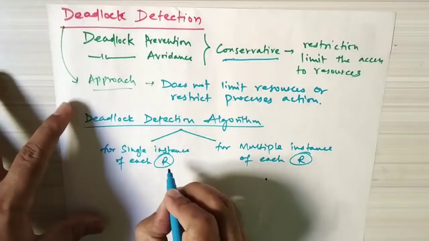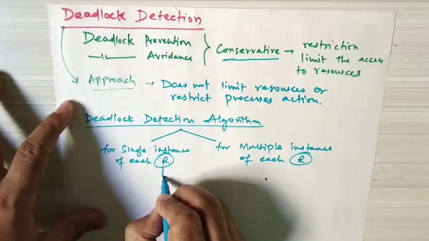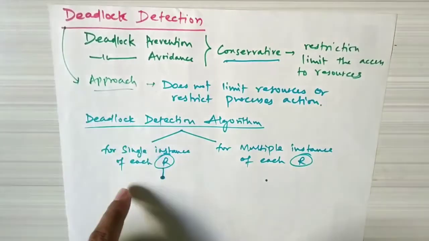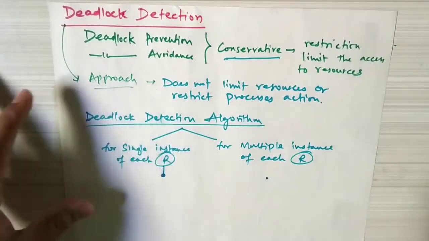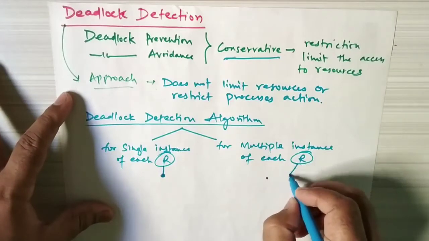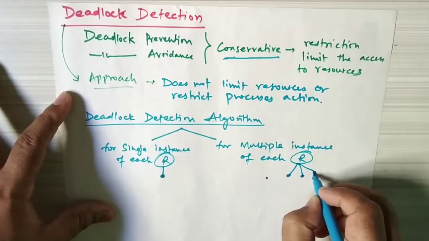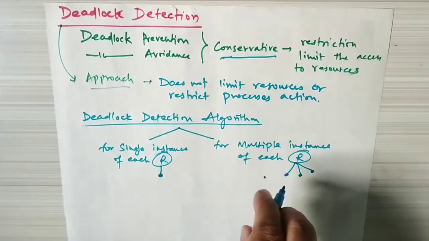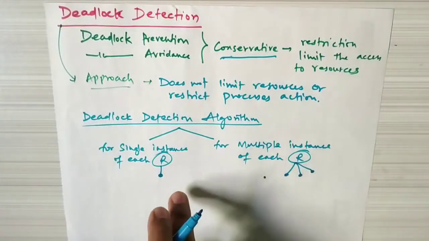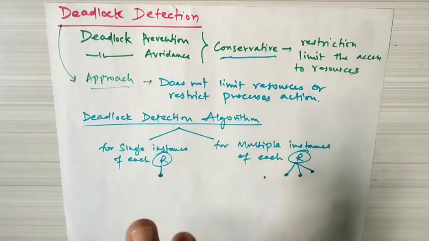For example, this is the resource R, and we have only one instance of that resource. For multiple instances, it means that for the same resource we have multiple instances. So we have these two algorithms. In this video we are going to concentrate on a single instance of each resource type.